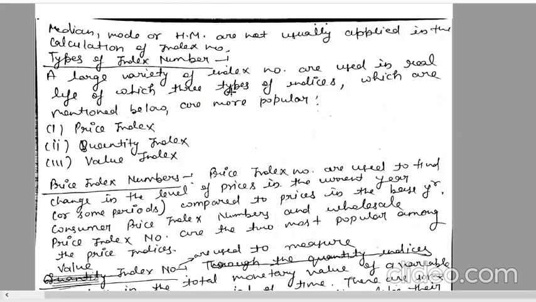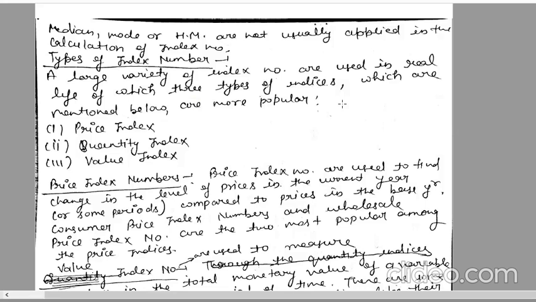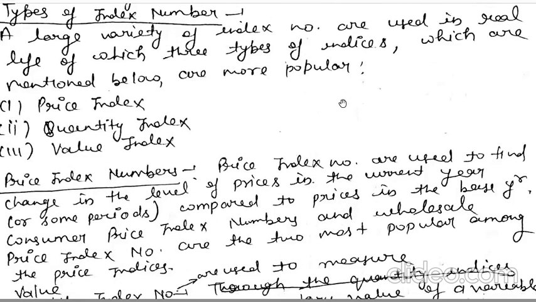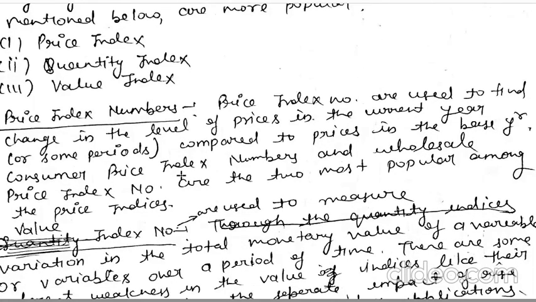A large variety of index numbers are used in real life, of which three types of indices are mentioned below. The more popular index numbers are price index number, quantity index, and value index. These are the more popular index numbers, so we always use only three methods in our daily life. First one, price index number.